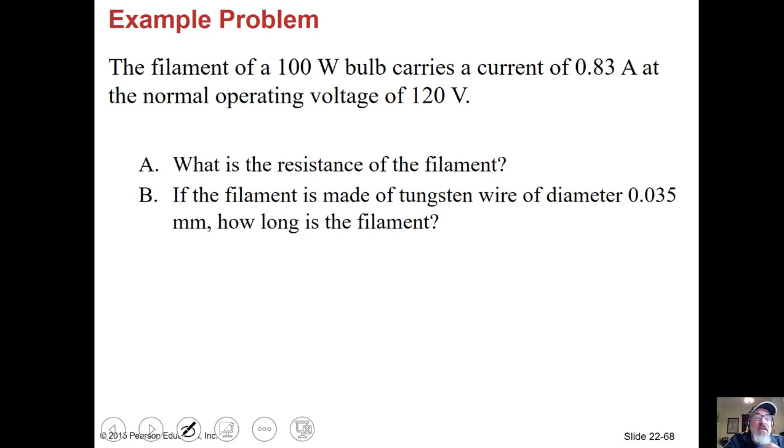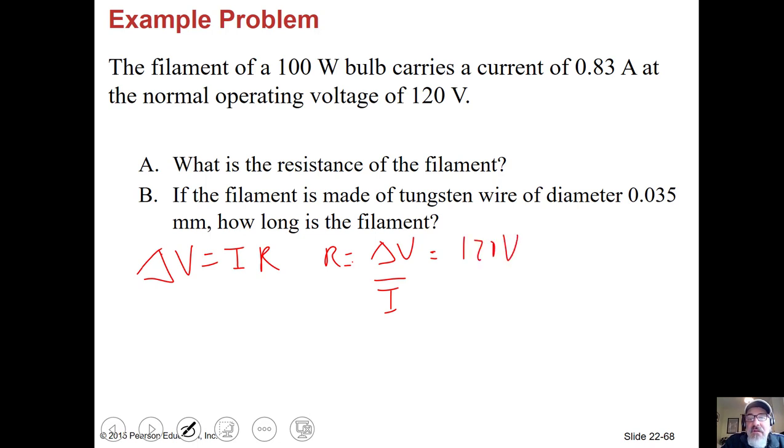Okay, so we can get the resistance from what we've done before. Delta V is equal to I times R. So then R is delta V over I. Okay, the voltage here is 120 volts divided by 0.83 amps. Okay, let's see what that comes out to be. Okay, so 120 divided by 0.83, about 145 or so ohms. That's what resistance is measured in.